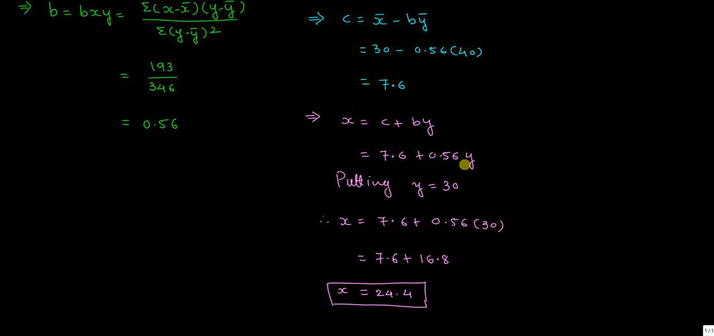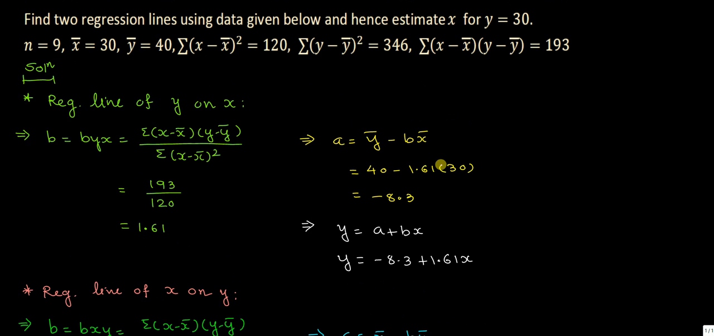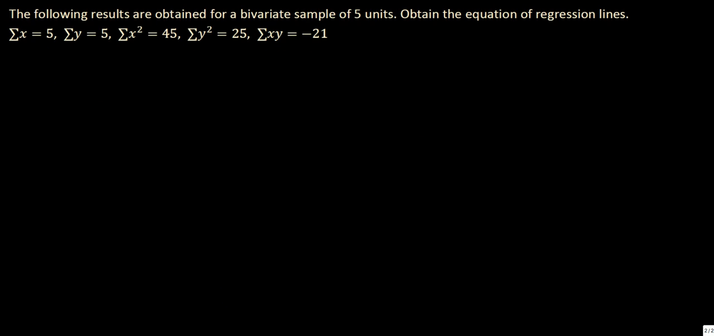Okay, let's take one sum of this method because it is quite an easy method. Our second sum: the following results are obtained for a bivariate sample of 5 units. This is n. N is equal to 5 units. Obtain the equation of regression lines. See here, regression lines are given, so we have to find two regression lines. Sigma x, sigma y, x square, y square, and sigma xy are given. So here we have to use the direct method.